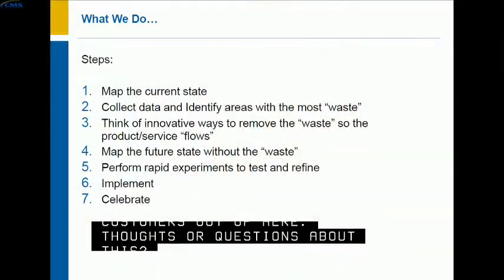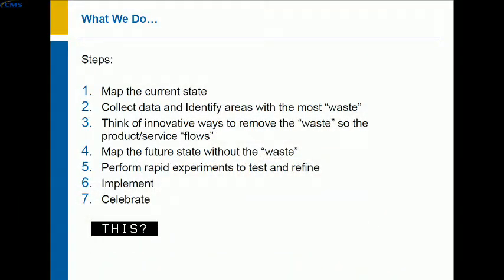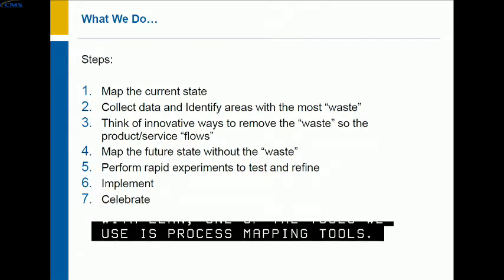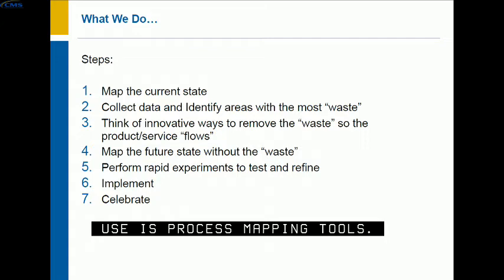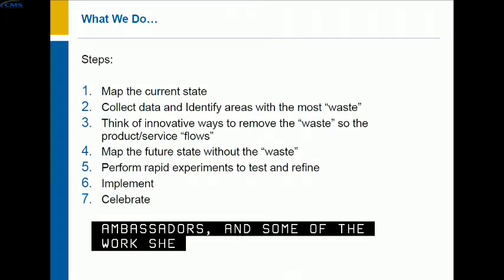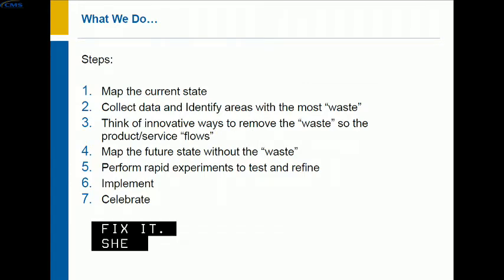So some of the things that we do with Lean, one of the tools we use is a process mapping tool. Kara's here, and Kara's one of our Lean ambassadors, and she's the lead of Lean for CCSQ. Some of the work she does in CCSQ is help facilitate projects where they say, here's a strategically important something. We've got this problem, we want to fix it. And she works through the problem with the team, the people that are experts at it, and then they get together and they map out the process.